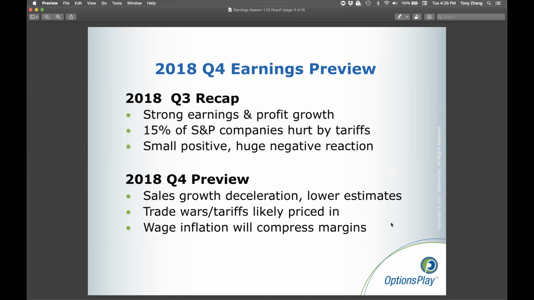So what do we expect going into Q4? Q4 is really where we expect to see sales growth decelerate.